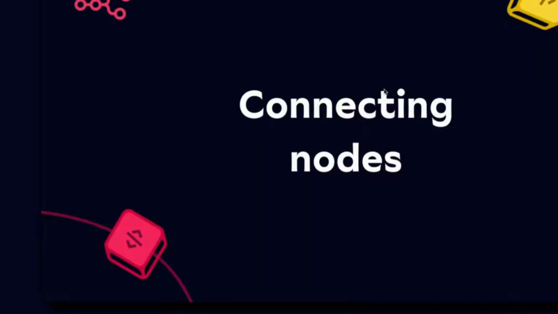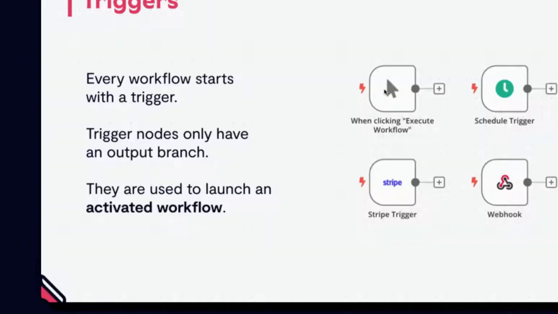Let's look at how nodes are connected and how we actually can create workflows. Every workflow starts with a trigger node. You can recognize them by the fact that they only have an output branch, as you can see here. And they have the orange lightning icon next to them. A workflow can have multiple different triggers, multiple of the same trigger or multiple different triggers for more complex use cases. And the trigger is what starts the workflow. Except when testing the workflow, it must be activated for the trigger to actually work.